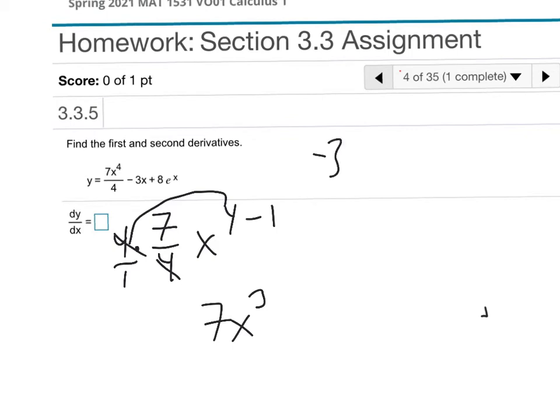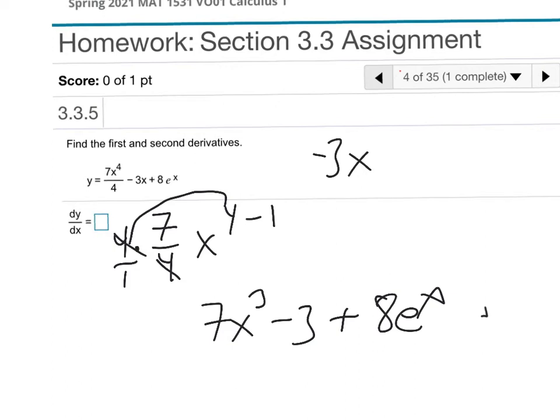Then we have that negative 3x. Well, I'm hoping you can tell me that the derivative of that is negative 3, right? And then I've got this e to the x function. Notice here's a number in front of it. So I just told you, I didn't show you why, that the derivative of that 8e to the x will just be itself, 8e to the x. And we're done. And that's the first derivative.